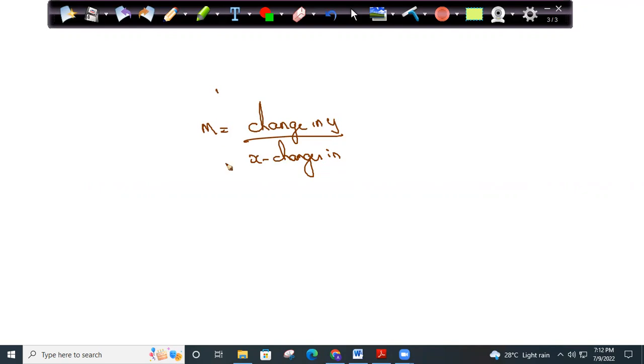Unless you are clear in this part, you cannot solve questions, because the SAT is very smart. They frame questions in such a way that we go wrong unless we are very serious. So, change in y when x changes by 1 unit.